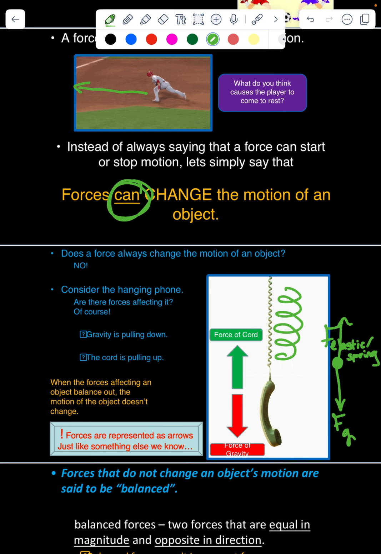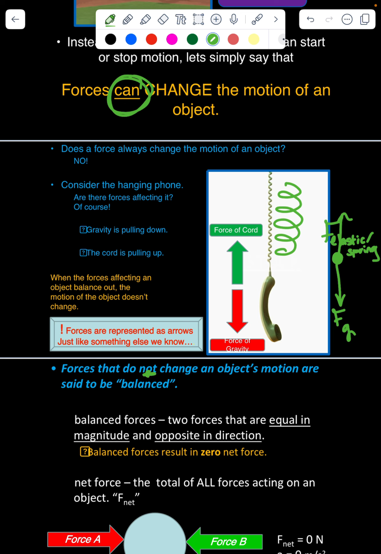Whenever you have forces that do not change the object's motion, these forces are said to be balanced. There are two different scenarios in which you can have balanced forces. Just like the phone, we can have an object at rest. Or if an object is already in motion, it's just going to keep going with that same motion, so it's going to have a constant velocity.